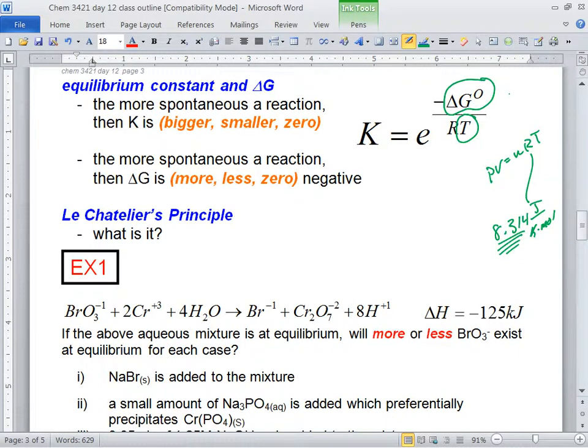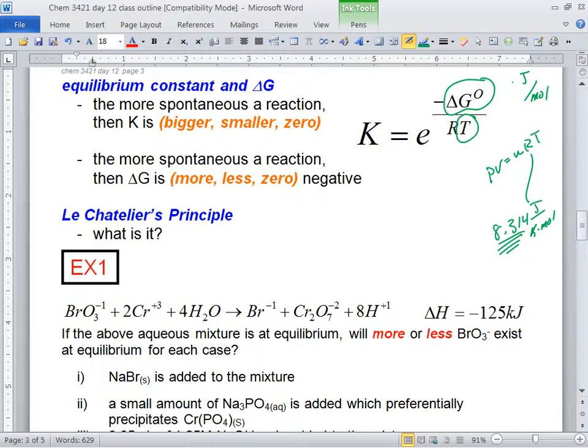How about when you use tables to get this? What units do you usually look up? It's per mole, kilojoules. You don't want it in kilojoules per mole. You're going to have to convert it to joules. So just realize that in the homework. Otherwise, you can get really frustrated.